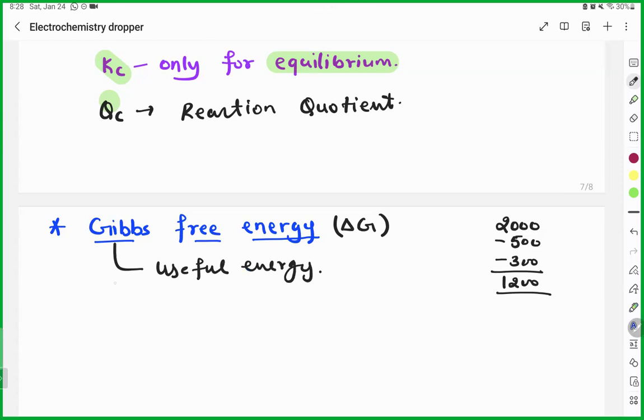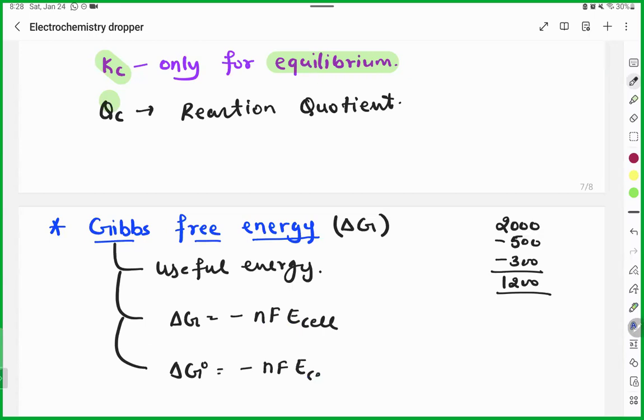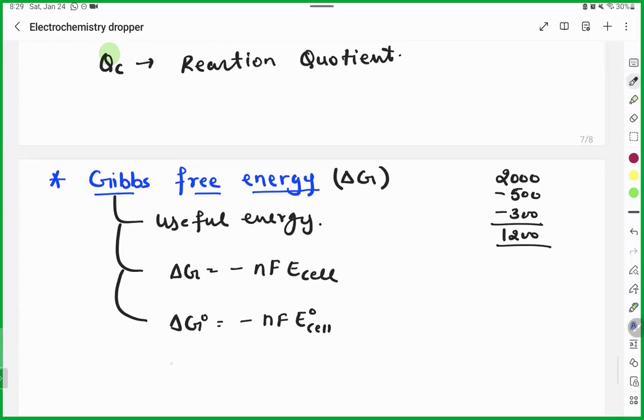So in this case, if you calculate delta G value, it will be minus nFE cell. If you calculate delta G naught value, it will be minus nFE naught cell. It depends whether you want to calculate normal situation or standard condition. And the same delta G naught value is also equal to minus RT natural log K. Very, very, very important.